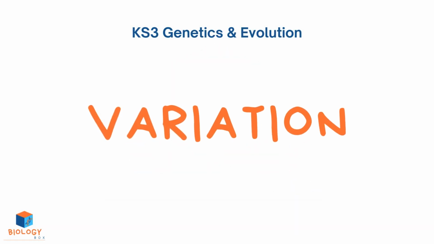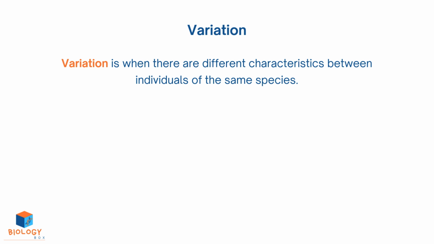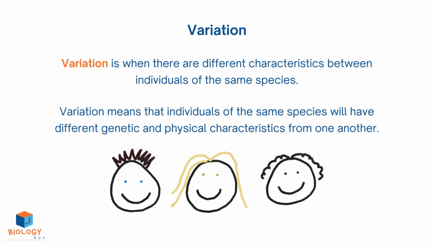Variation. Variation is when there are different characteristics between individuals of the same species. Variation means that individuals of the same species will have different genetic and physical characteristics from one another.